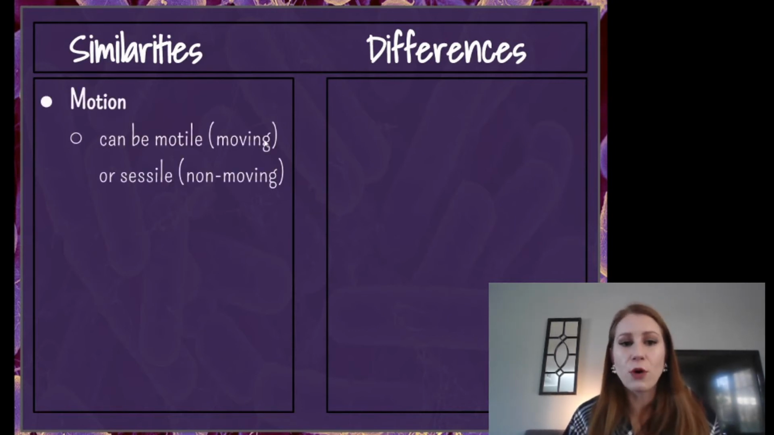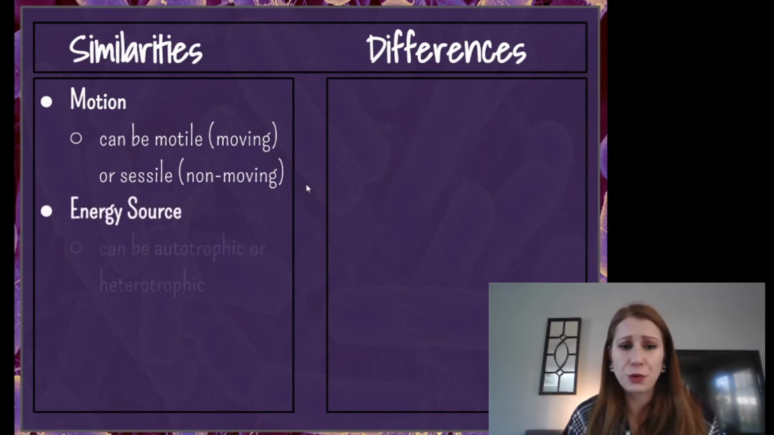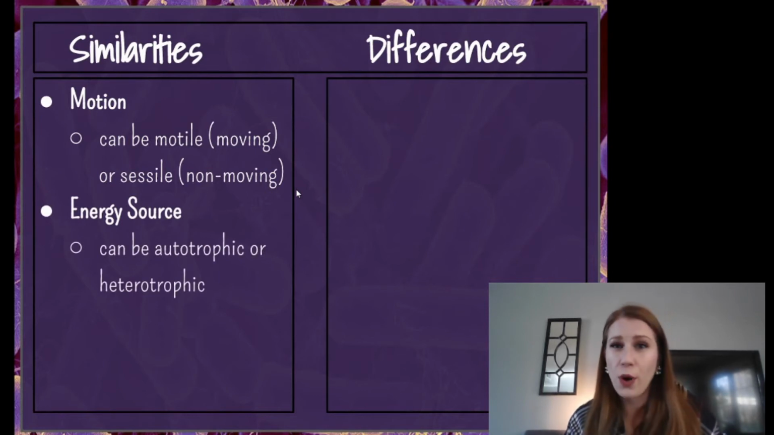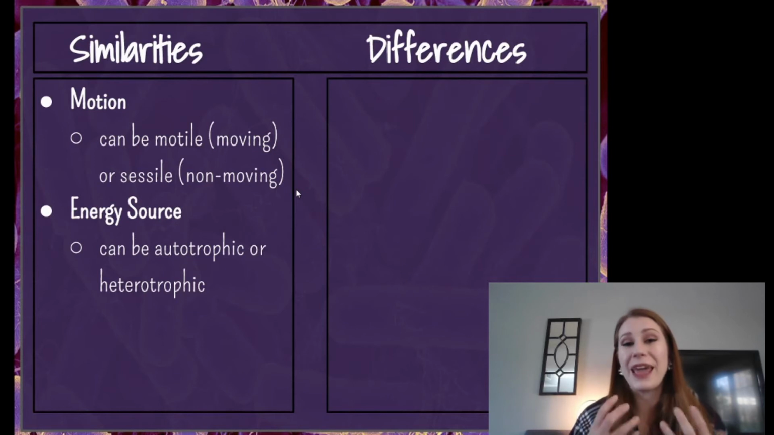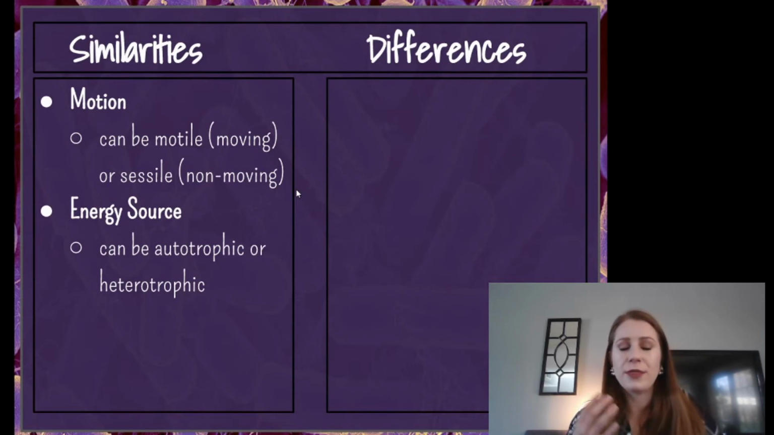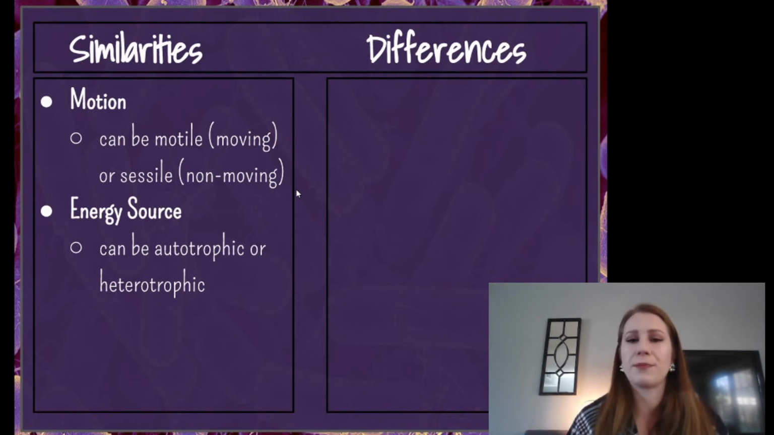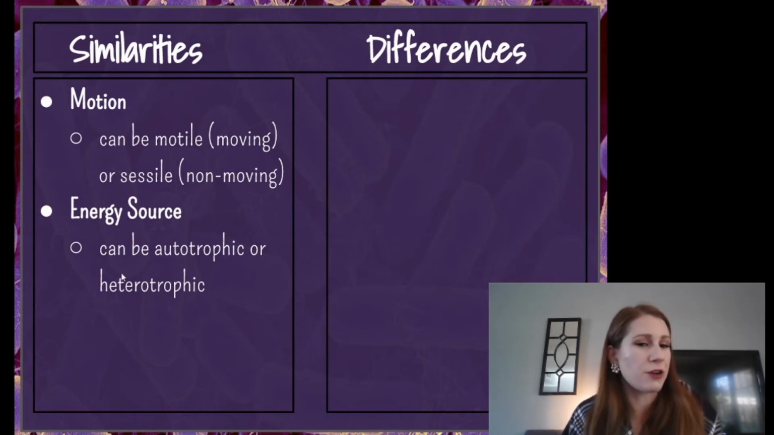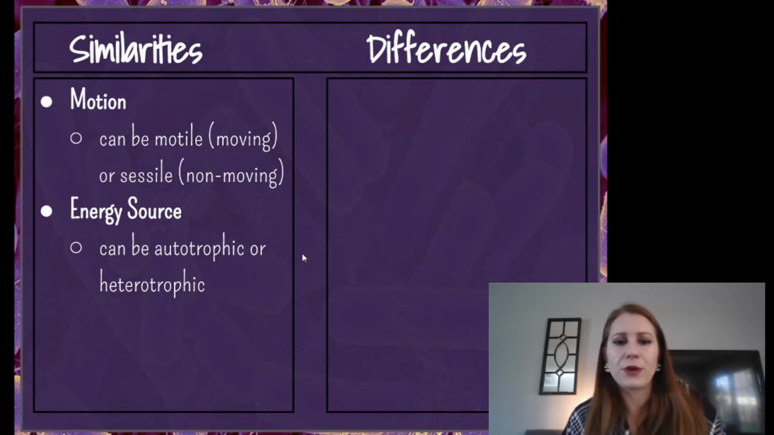So they can be motile or sessile. Some are non-moving, and the food comes to them instead. Energy sources. They can be autotrophic or heterotrophic. Some of those archaebacteria can make their own food from the different particles around them. So autotrophic means they make their own food. Heterotrophic means they need to consume something to get energy. We are heterotrophs. That's why we eat food. So that's just a good way to remember those.